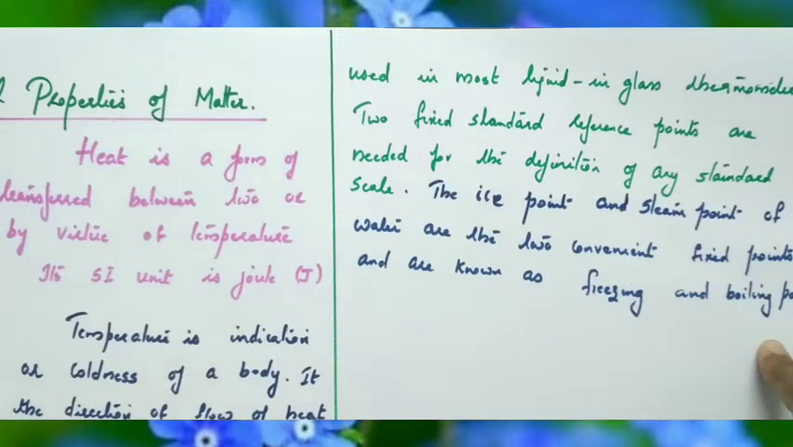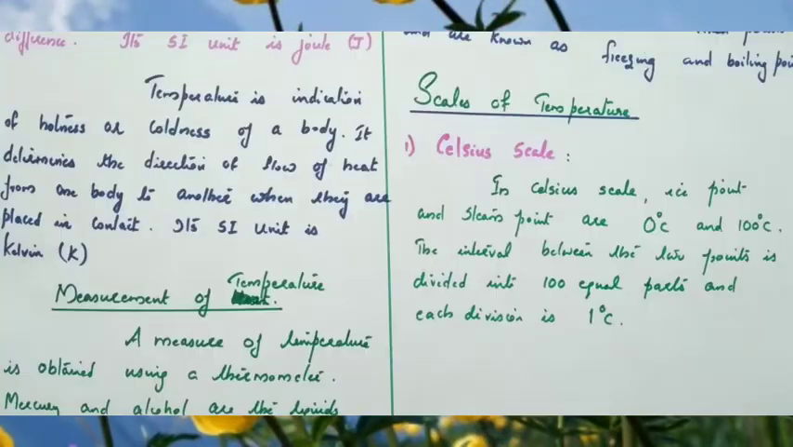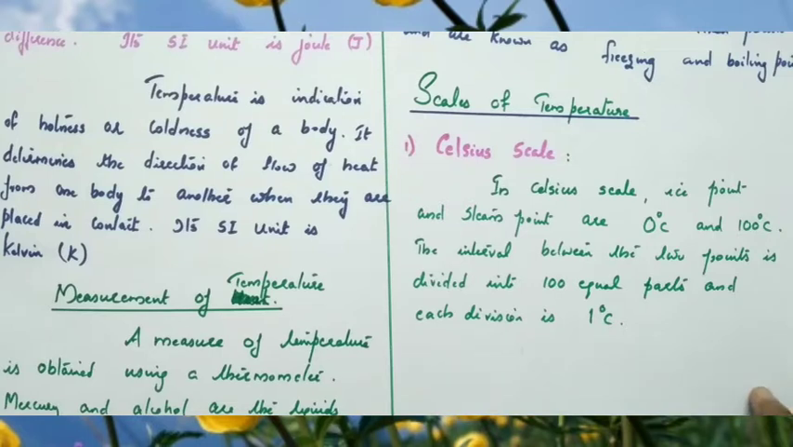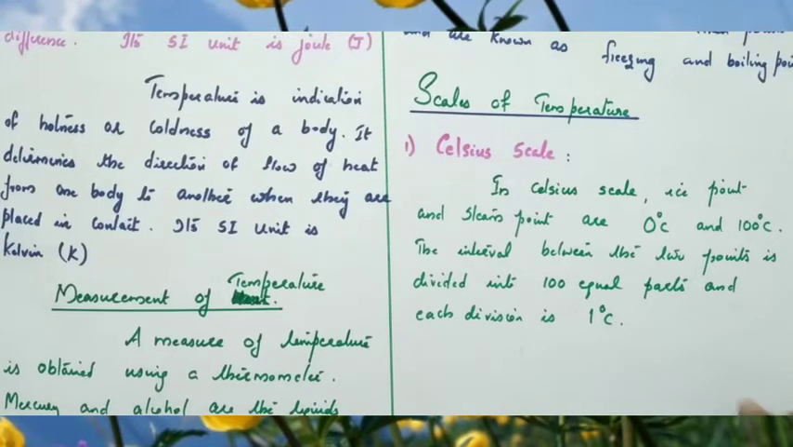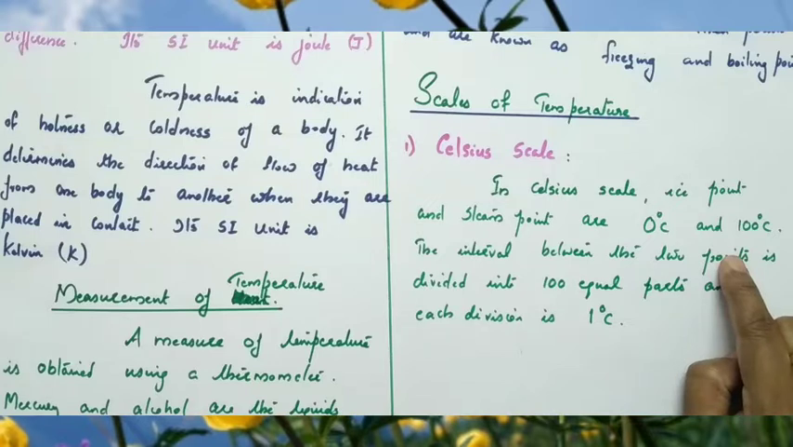Now we can study the different scales of temperature. There are mainly three scales of temperature. The first scale is the Celsius scale. In the Celsius scale, the ice point and steam point are 0 degrees Celsius and 100 degrees Celsius. 0 degrees Celsius is the freezing point and 100 degrees Celsius is the boiling point.